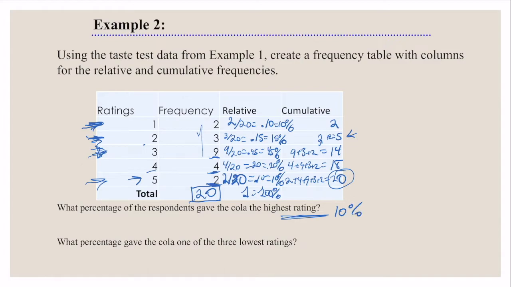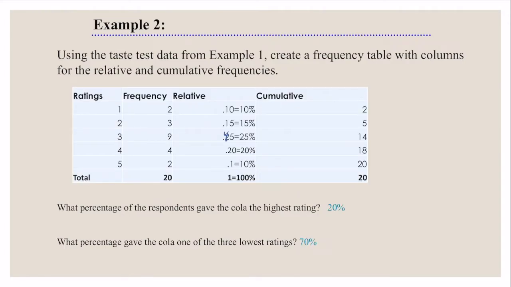And what percentage gave the COLA one of the 3 lowest ratings? Well, the 3 lowest ratings were 3, 2, and 1. That's 10% plus 15% plus 45%, which is 70%. And I did include the answers. There are 2 little typos right here, but I'm going to fix that before I upload the PowerPoint for everybody.